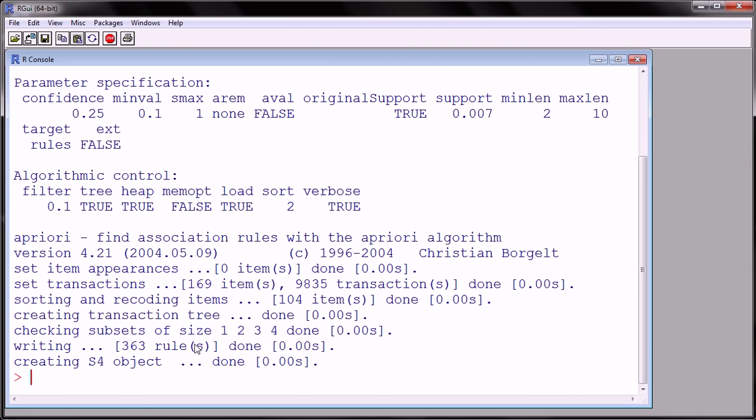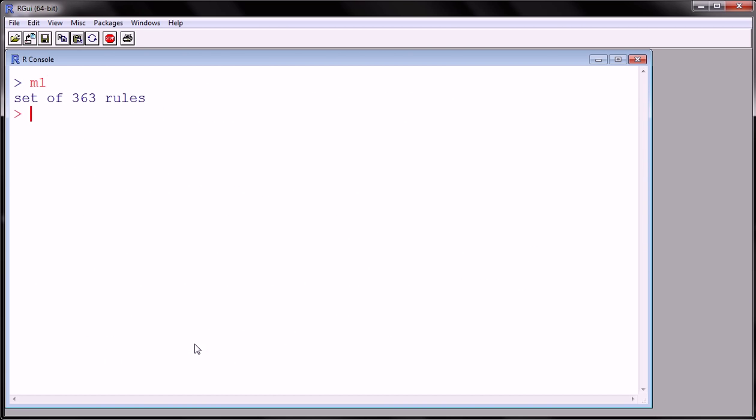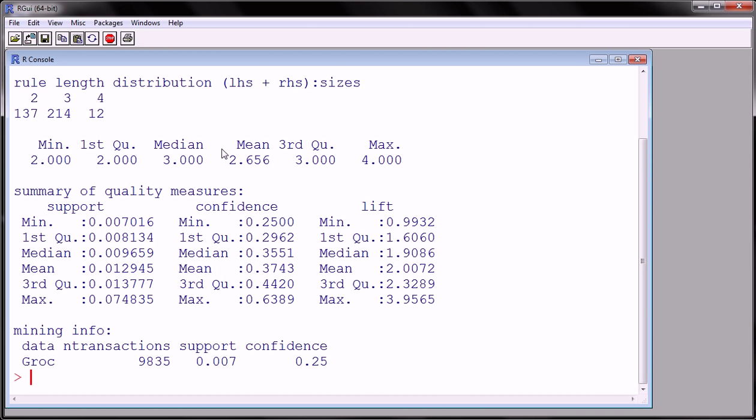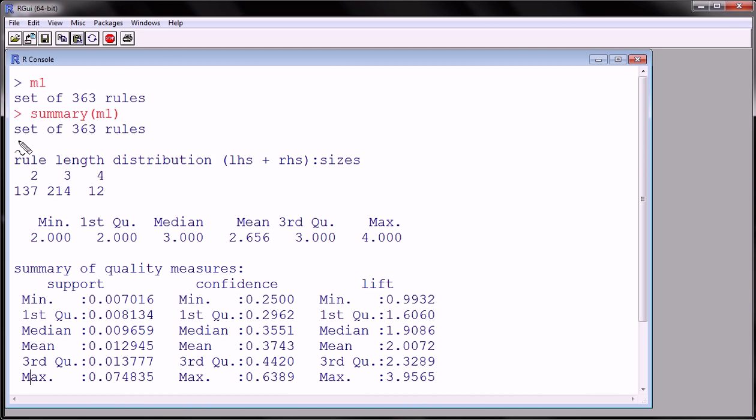We get all this output. Let's look at M1 now. We see we have 363 rules, so we got a lot of rules now, and we can work with this. One thing we could do is take a summary of M1 and a quick glance at some of these. So it's 363 rules, with a rule length distribution.